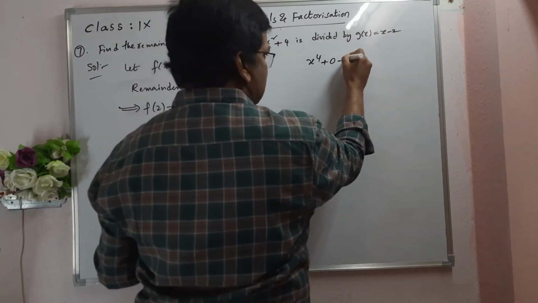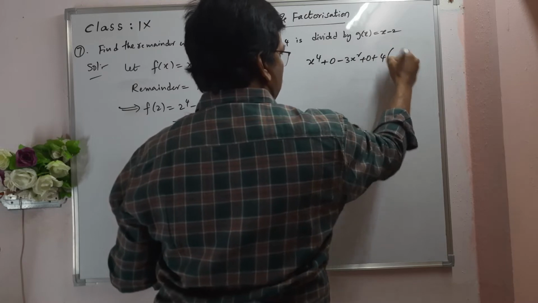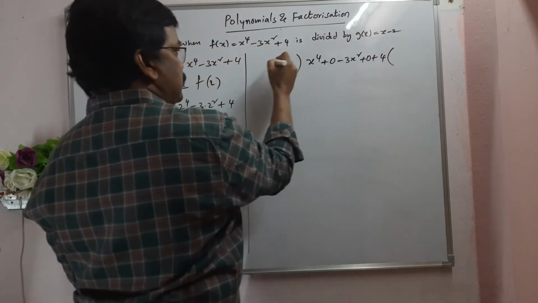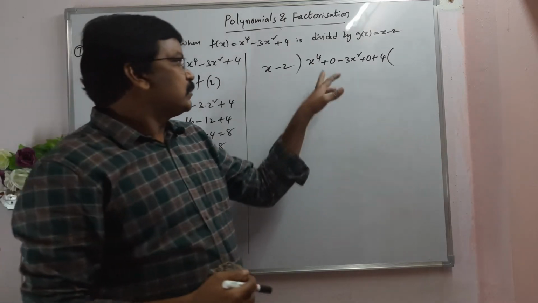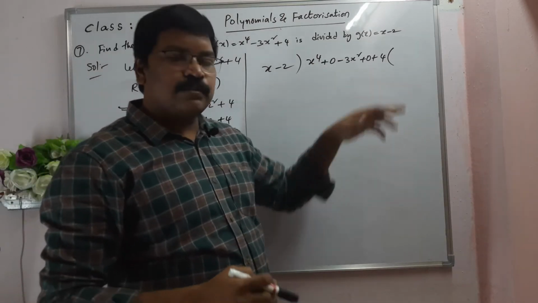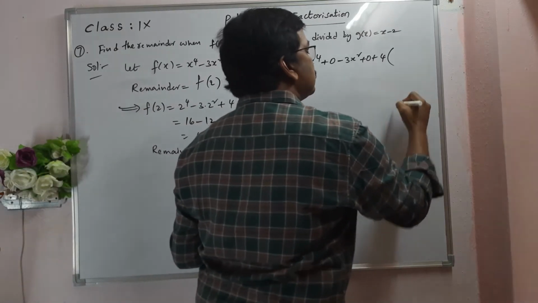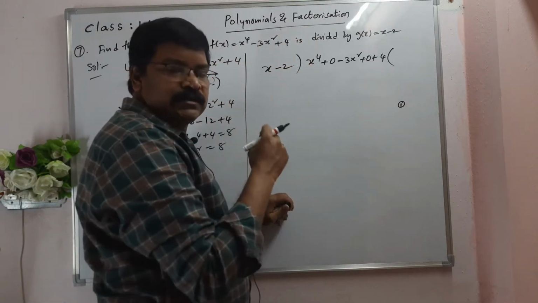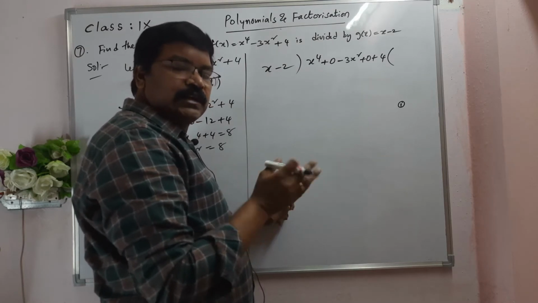X cube, x square is there, x term is also missed here, so take 0x. So it is divided with the linear polynomial x minus 2. That means x to the power of 4 minus 3x square plus 4 is divided by x minus 2. Look at the process here, students. First step. This division is also in 10th class for both CBSE and AP students.